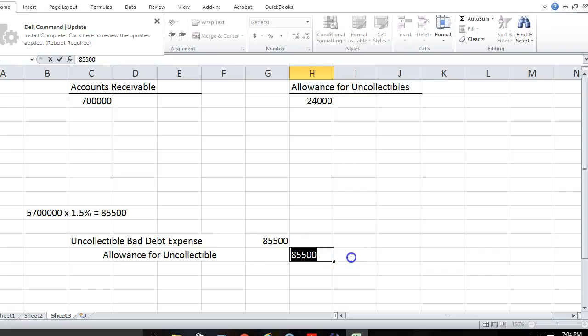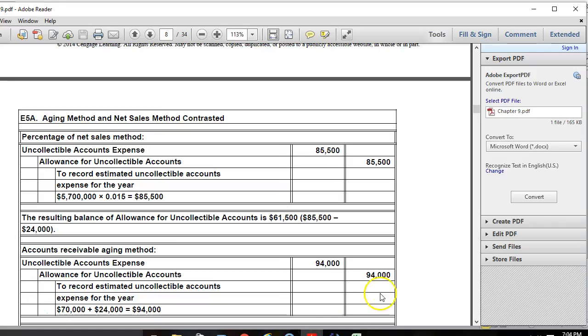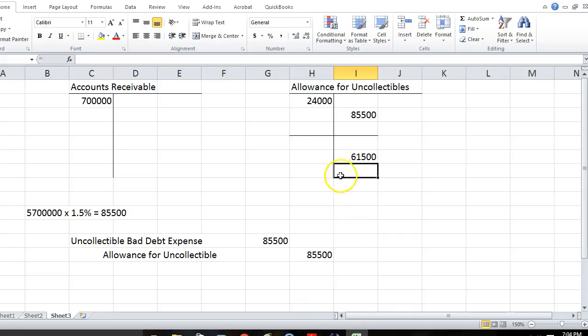We're going to put this 85,500, guys, up here, aren't we? Right? 85,500. And then what is our new balance after we put this 85,500 in? Should it be 61,500? Right? So the allowance for uncollectible accounts should be 61,500. The 85,500 minus the 24,000 gives us 61,500. Right?